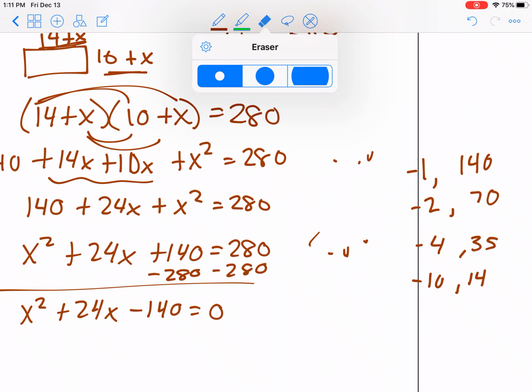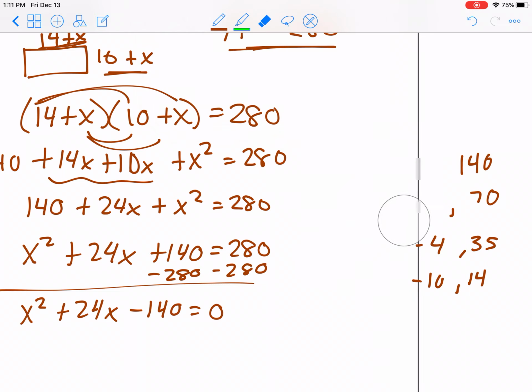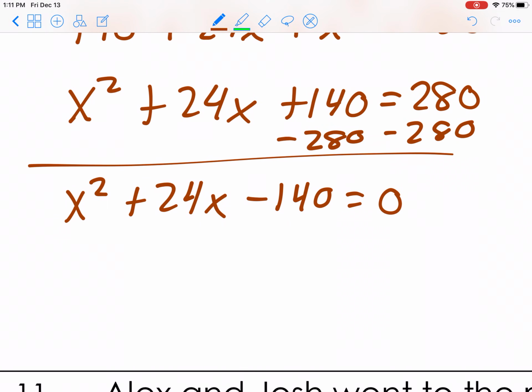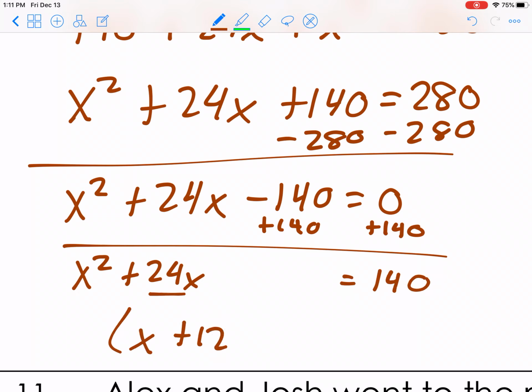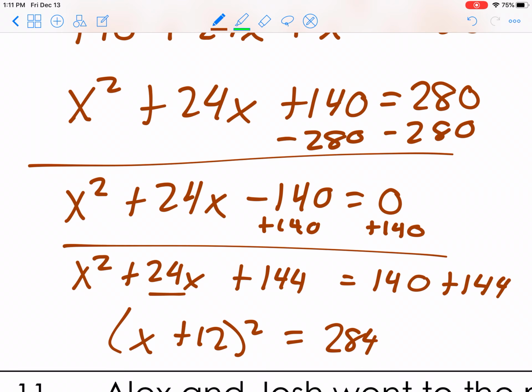We could do completing the square. In fact, sure, why not? Let's do completing the square. So in this case, we want to move that 140 to the other side. So we'll move 140 over. We get x squared plus 24x equals 140. Our factor is going to be half of that, so x plus 12. 12 squared is 144, so that's what I'll add to both sides. So we get x plus 12 squared equals 284.